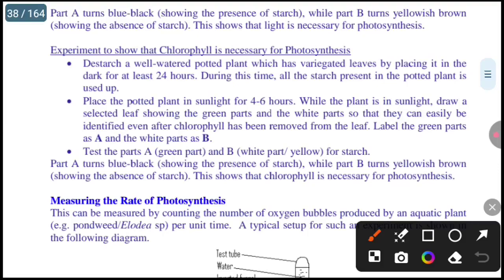Label the green parts as A and the white parts as B.